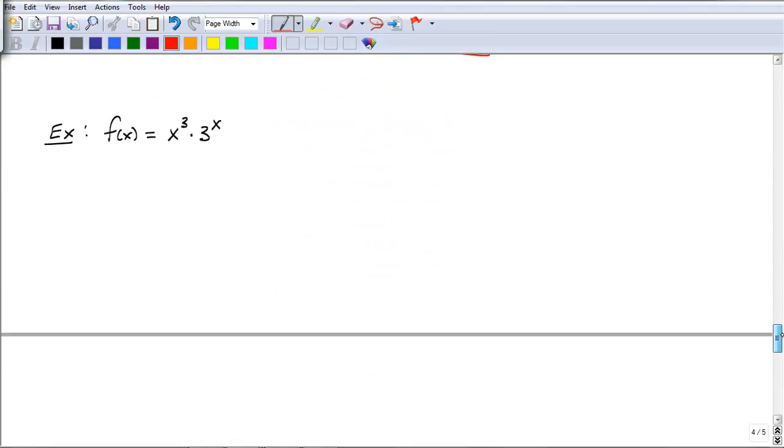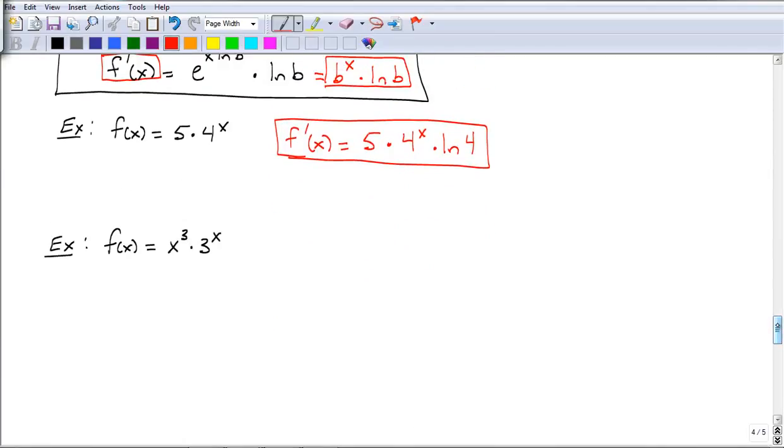And let's look at one more of these. Here's 2 functions. Well, one's a polynomial, one's an exponential. But if I want to find this derivative, I need the product rule, because both of these are functions of x. So in this case, my u would be x cubed, my v would be 3 to the x. The derivative of x cubed is 3x squared. The derivative of 3 to the x, you get back what you started with, times the natural log of the base. So now I can use the product rule.